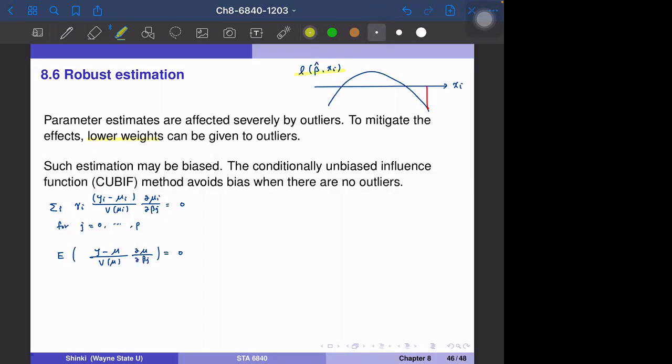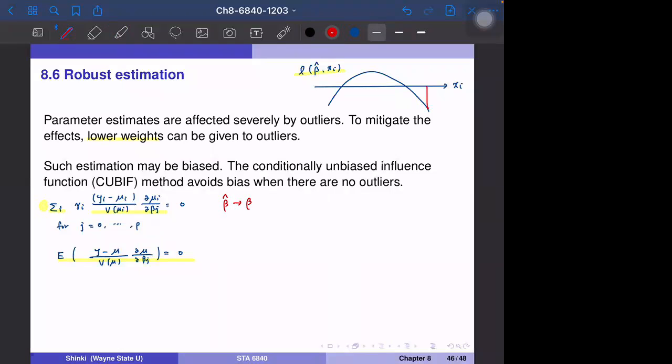Originally we have the equation to solve for the parameters, that is the summation over i of (yi minus mu i) over the variance of mu i, times d mu i d beta j, for each j. Basically this function is good because the expectation of this function is 0. So if we have a large sample size, i equal to 1 to n, and n is large, then the solution of the first equation goes to the true beta.